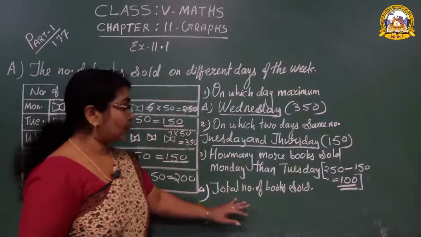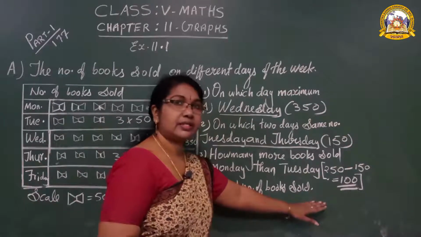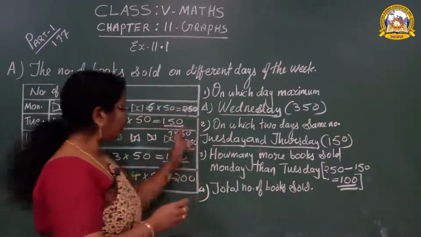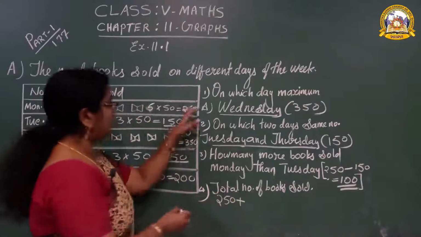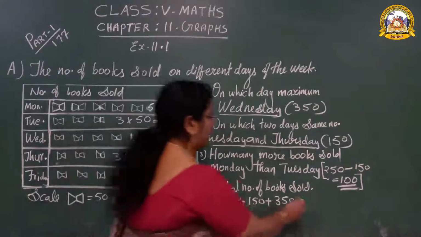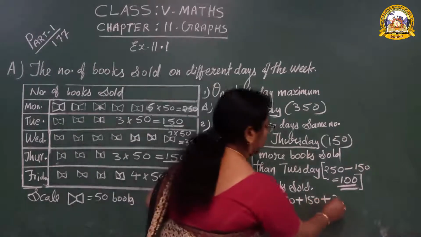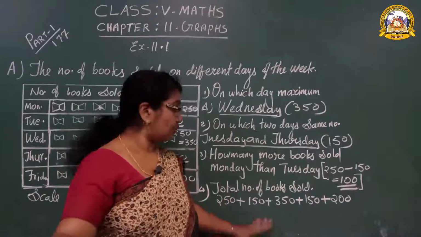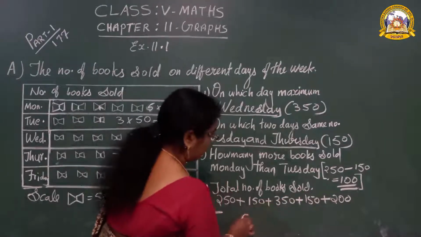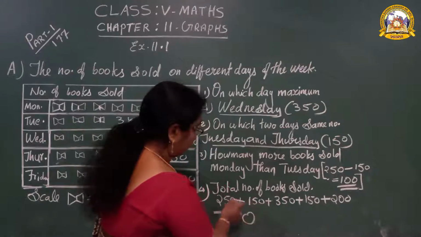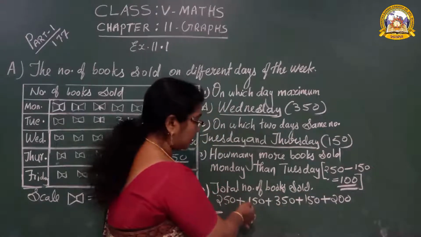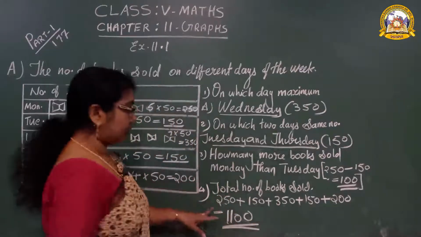Now see the last question. Total number of books sold on these 5 days. 5 days total means we have to add all of these. Look here, 250 Monday, Tuesday 150 plus 350, then plus 150, then last it is 200. Total means you have to add all the numbers and write down the answer. Now look here, first 0, 5 plus 5 is 10, 15 and 20, carry 2, 2 plus 2 is 4, 4 plus 1 is 5, 5 plus 3 is 8, 8 plus 1 is 9, 9 plus 2 is 11. Total how many books were sold?